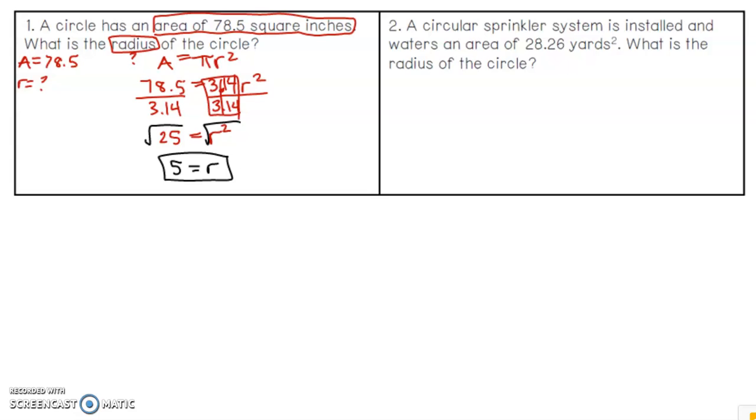Okay, so if I had my circle, this would be 5 inches. Okay, all right, so just look at your formula, what is given, and then solve for the unknown part.